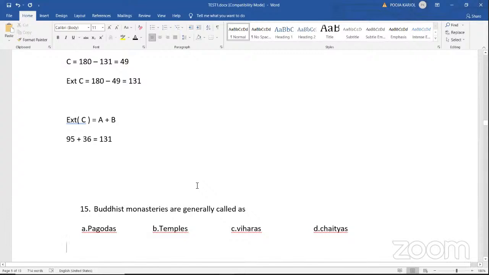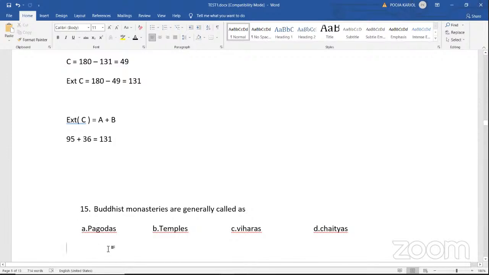What about this? Buddhist monasteries are generally called? Temple. Chaityas. Pagodas. Viharas. C. Yes. The Buddhist monasteries are generally called viharas. Vihara is a word from the Pali language. Temples are for Hindus.